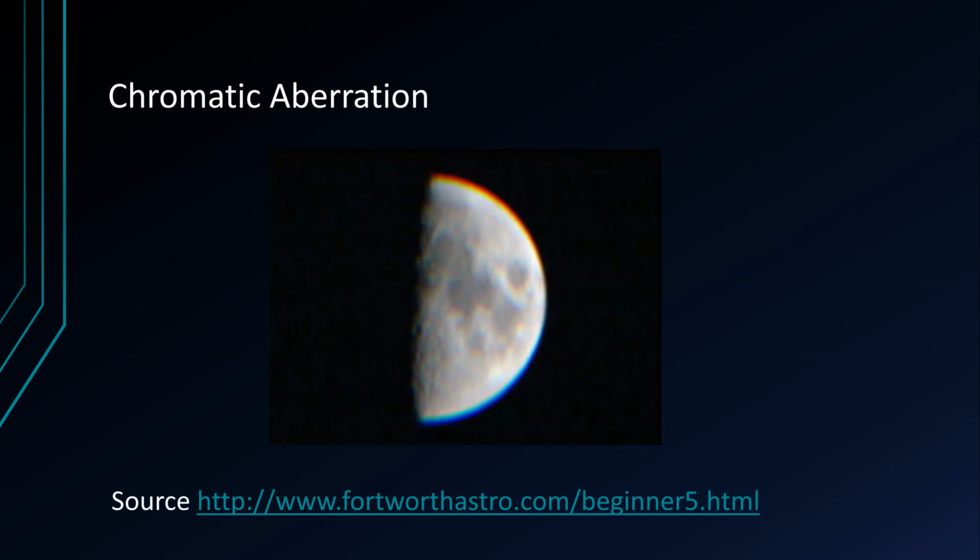Here's another example of chromatic aberration in action, on this image of the moon. To give you more of a sense of what it could be, you'll see the top half of the moon appears red, while the bottom half has a bluish edge to it. It's something to watch out for if you're looking at refractors. Chromatic aberration only occurs in refractors, versus coma, which will occur in Newtonians and Cassegrains, because coma is an artifact of the mirrors.